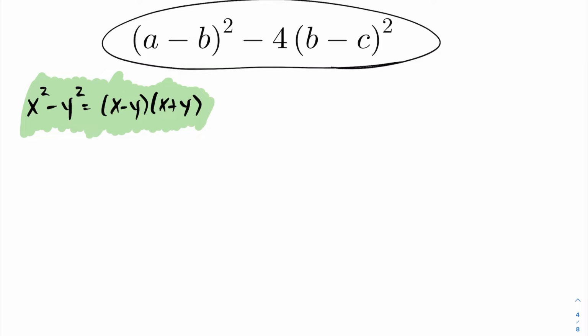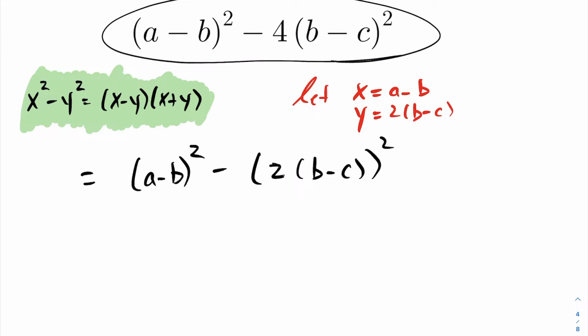Doing so, we get the following. And you'll notice here I tucked in this power of 4 into the brackets so that the exponent can be applied to it, changing it to a 2. Now we have an expression to the power of 2 minus another expression to the power of 2, and we have that difference between them. So again, you can let x equal a minus b and y equal 2 times b minus c, and we can apply this formula. Doing so, we get the following.